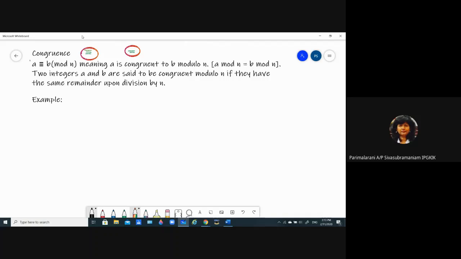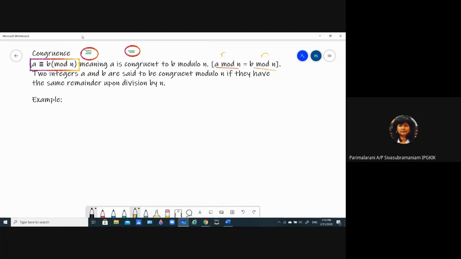So supposing we have something like this: A, how do we read this? A is congruent to B mod N, or modulo N. It means that A mod N is equal to B mod N. That means A divided by N, the remainder is equal to B divided by N. This remainder is equal to this remainder. When this remainder is equal to this remainder, then we can write A congruent to B mod N.